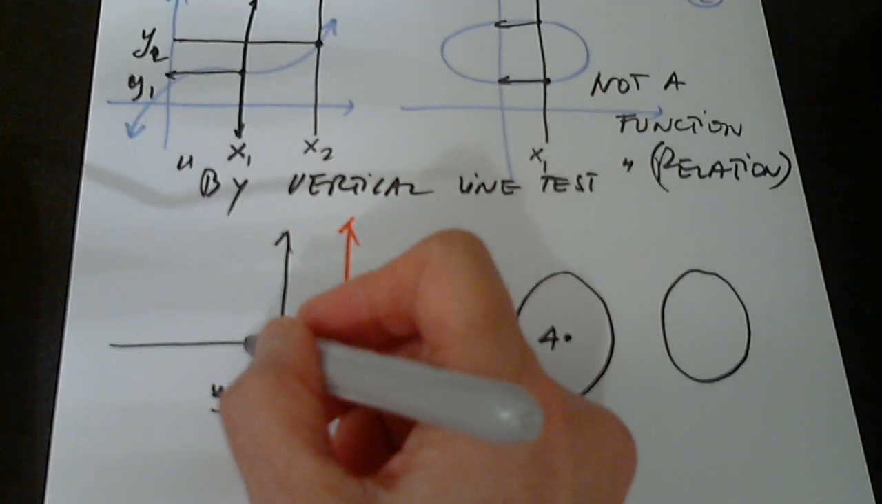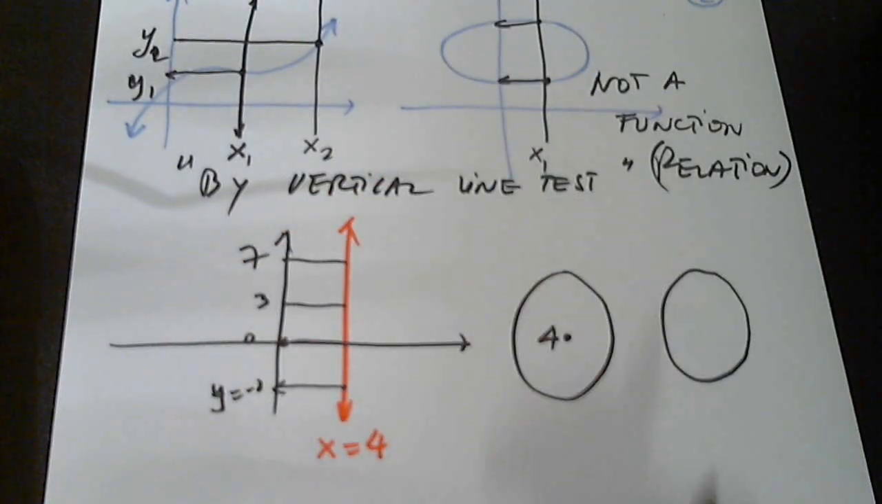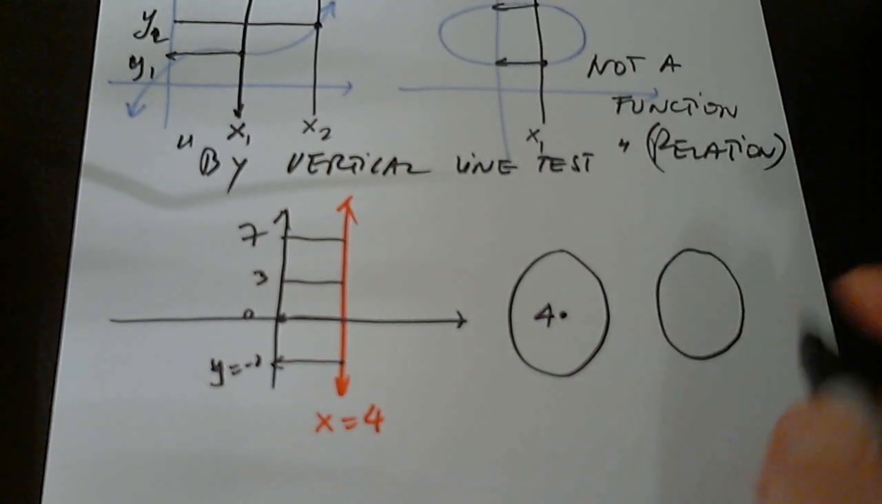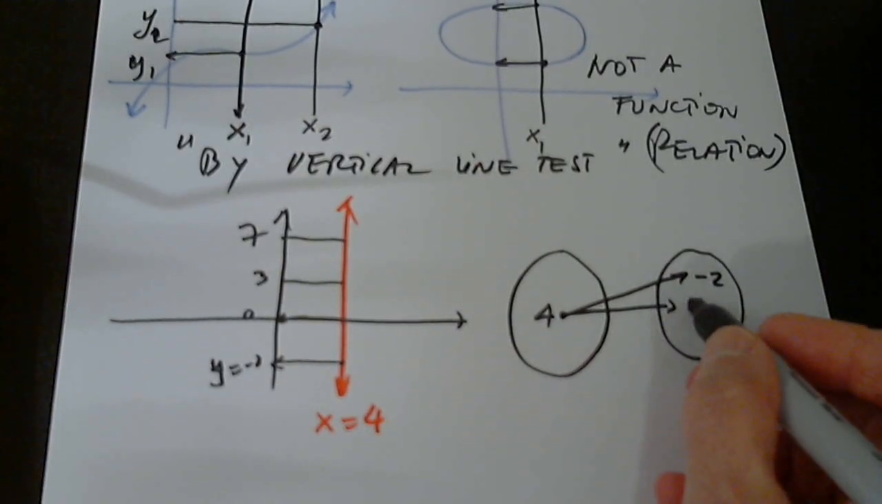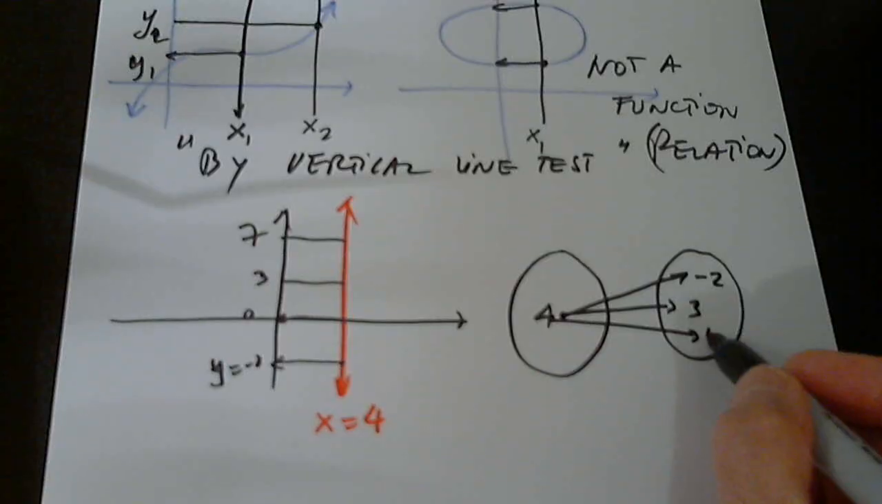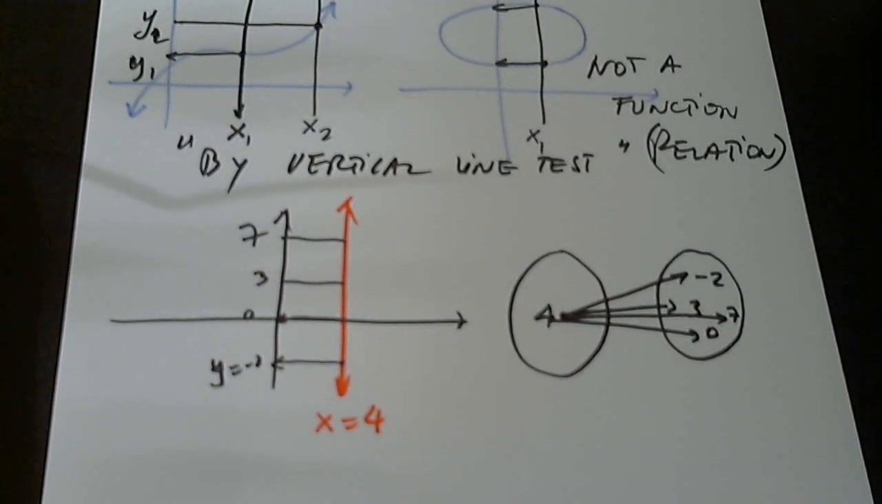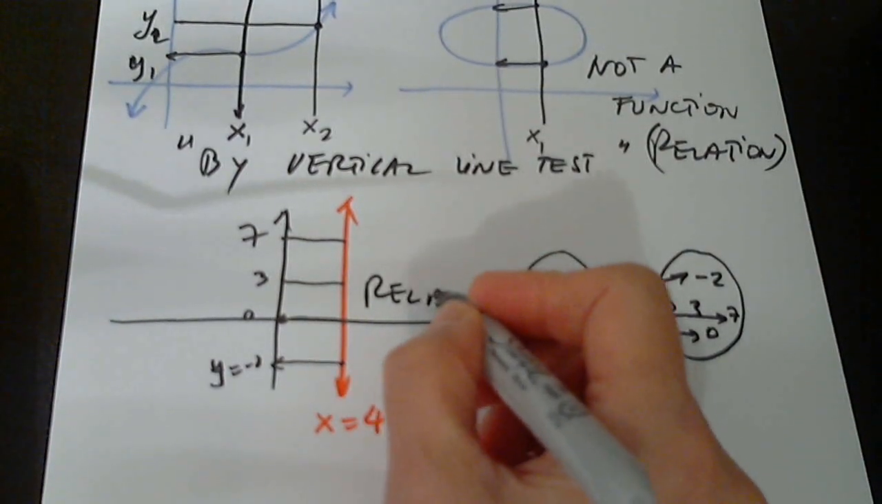So when x is 4, y is -2. And it's also 0. And it's also 3. And it's also 7. It's easier to see this: 4 belongs to -2, 4 belongs to 3, 4 belongs to 0, 4 belongs to 7. So by the vertical line test, this is not a function, this is a relation.